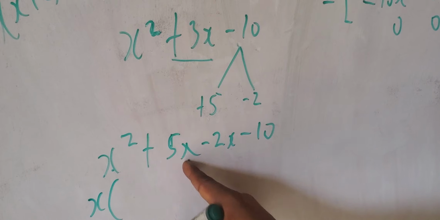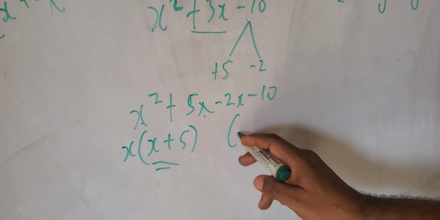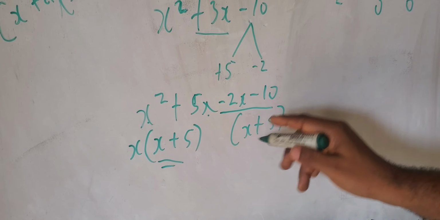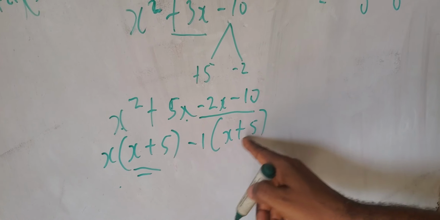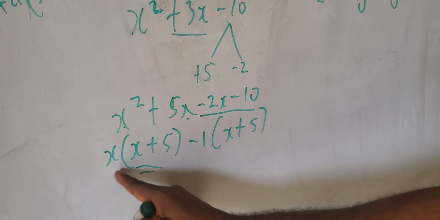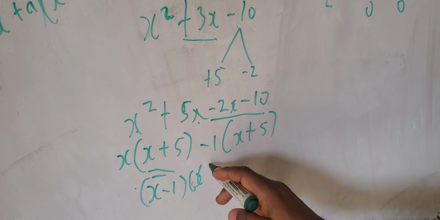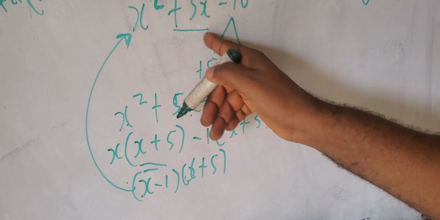So what is common here is x. You factorize x out. We have x plus 5. Whatever you have written here, quickly write it there. Think of a number you use to multiply to give you this. That's minus 2. So we are having this factor. This x plus 5 is common. So we are going to have x minus 2 times x plus 5. So these are the factors of this quadratic function.